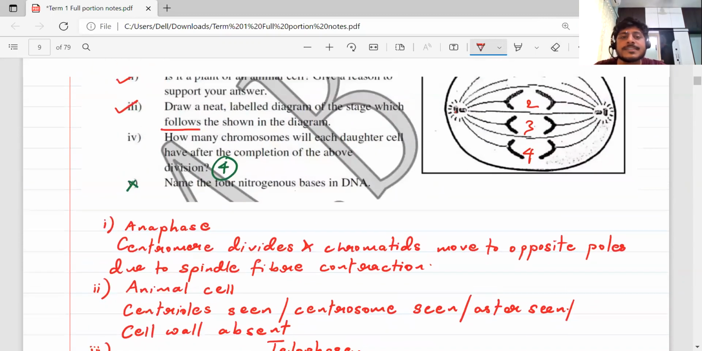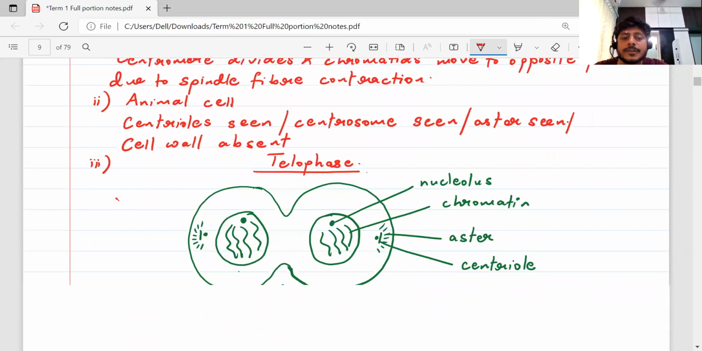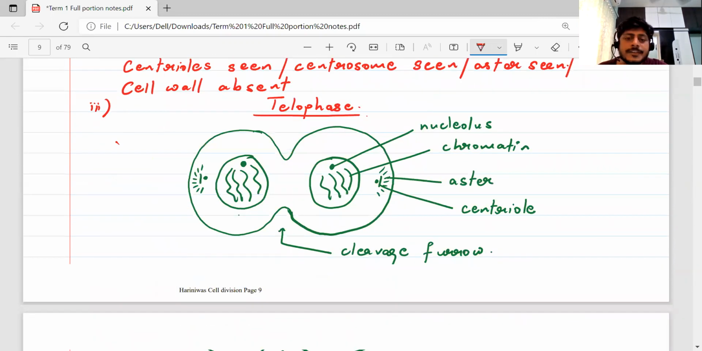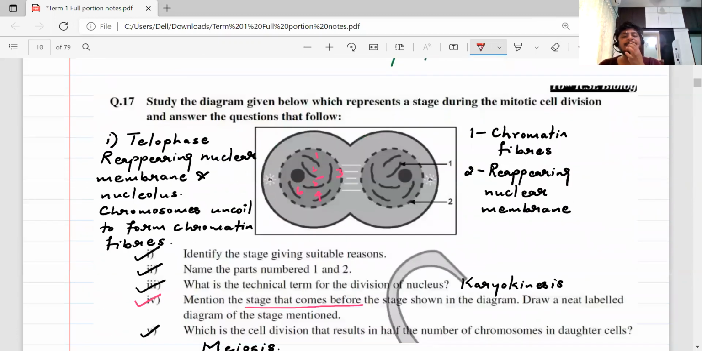The one that follows anaphase, we know, is telophase. So in telophase, we can show 4 in difference. So that's how it is solved. I don't think that should be a problem for you. This one is a telophase diagram. This is also a board question which we had done.